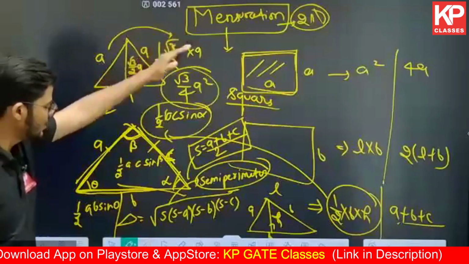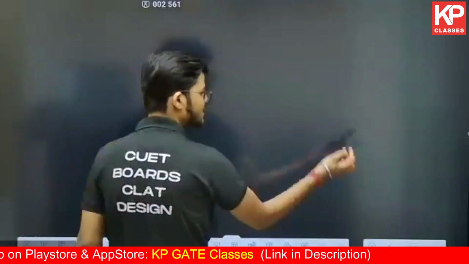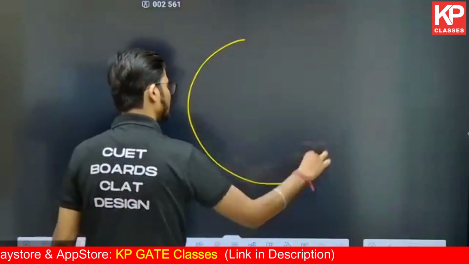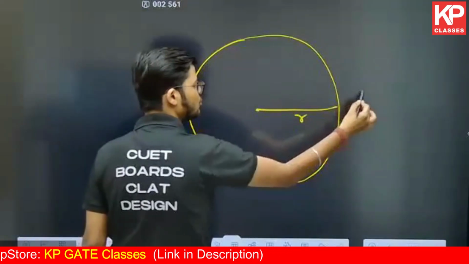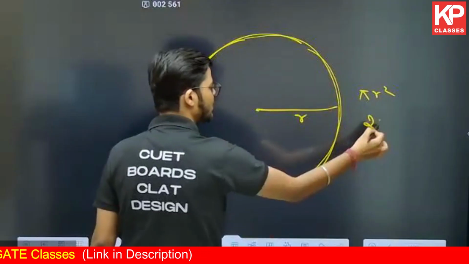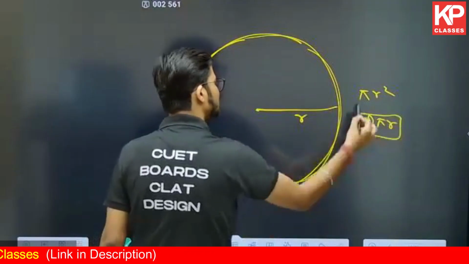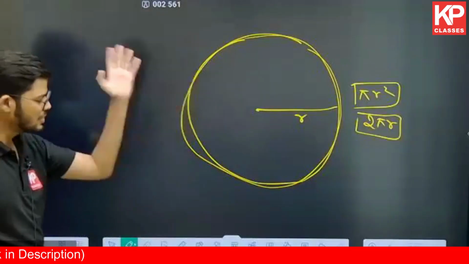So square we have done, rectangle we have done, triangle we have done. Now after that, if a circle is given, we know that in case of a circle, if this is radius, the area is going to be pi r square. What is the circumference here? Circumference is going to be 2 pi r. Circumference and perimeter are both the same in case of a circle. So this is about the circle.